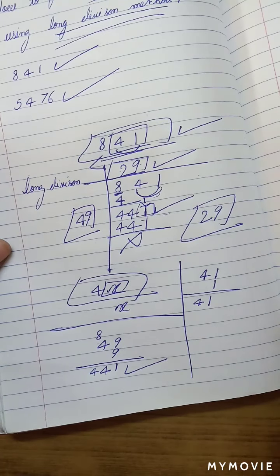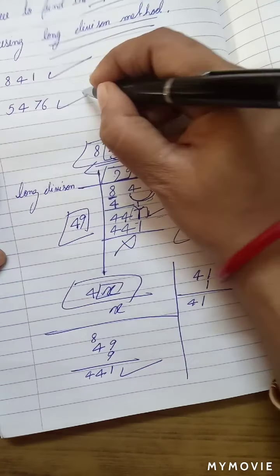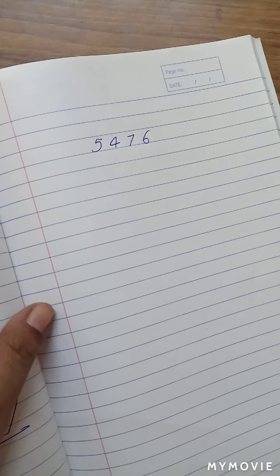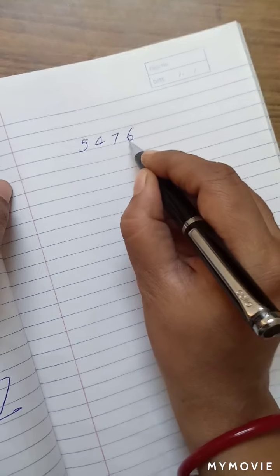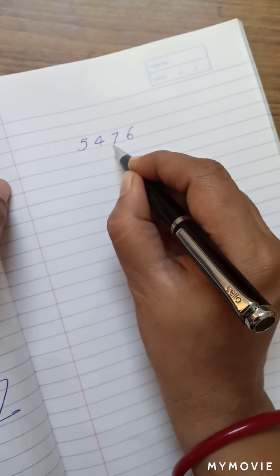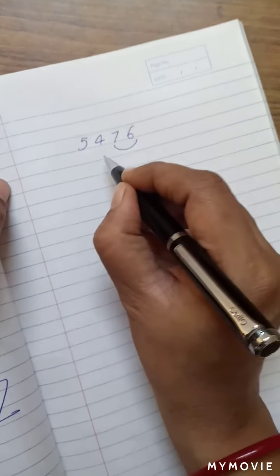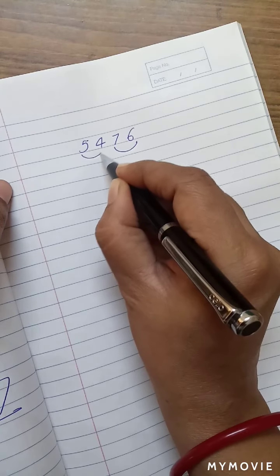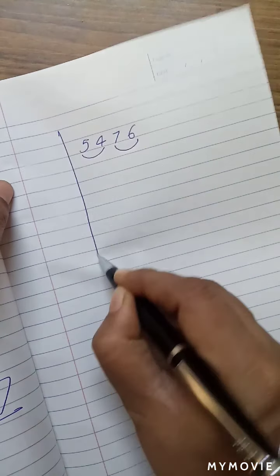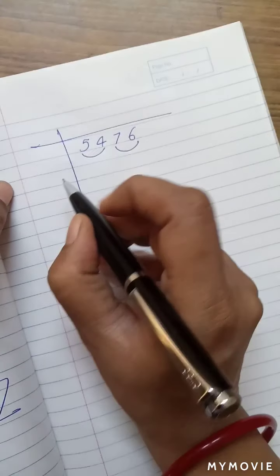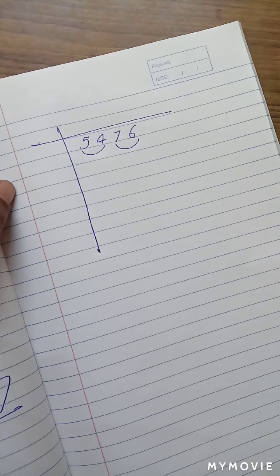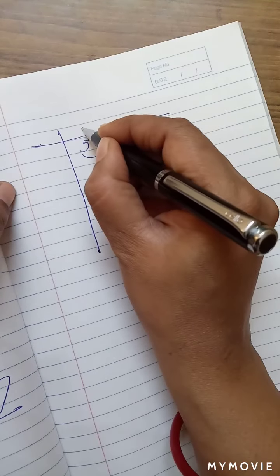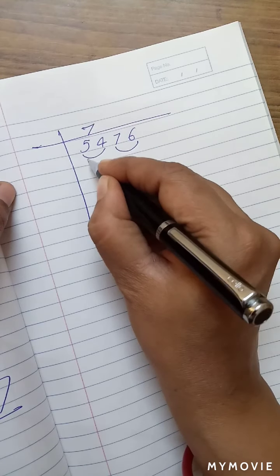Now let's understand the same thing with the help of another number. Here we have got 5476. From right to left, let's make pairs. We can make a pair of 76 and 54. And let's make the structure like this. And now we have to find a square number less than 54. 7 will do. 7 into 7 is 49.